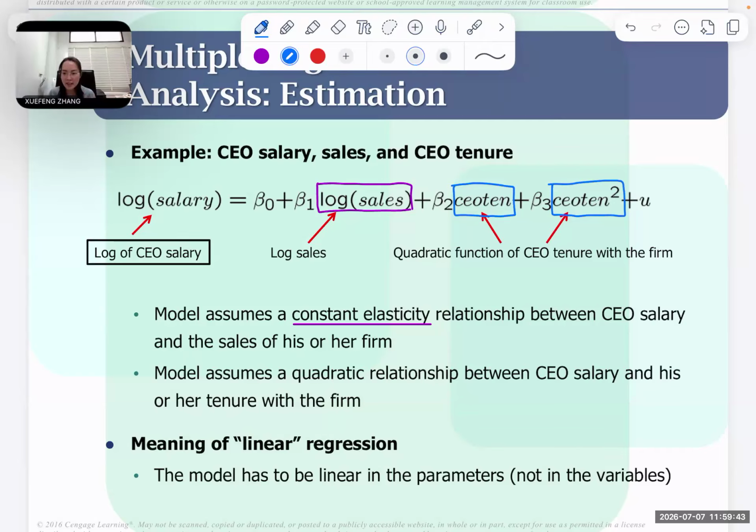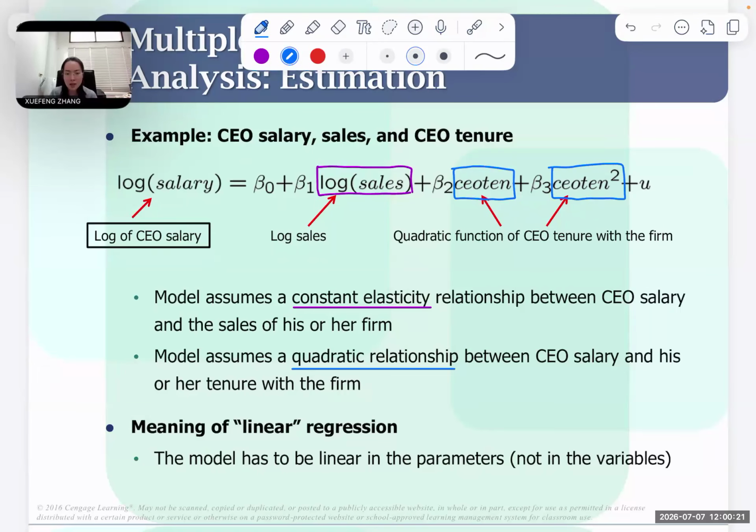Second part, CEO tenure and CEO tenure squared. Same idea as the income example. CEO salary doesn't rise at a constant rate with tenure. The effect of one more year probably changes depending on how long the CEO has already been there. Makes sense, right? So again, the quadratic form gives us flexibility.